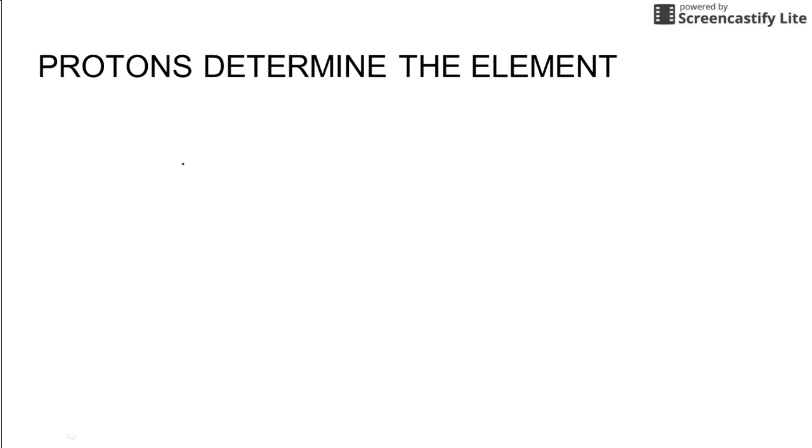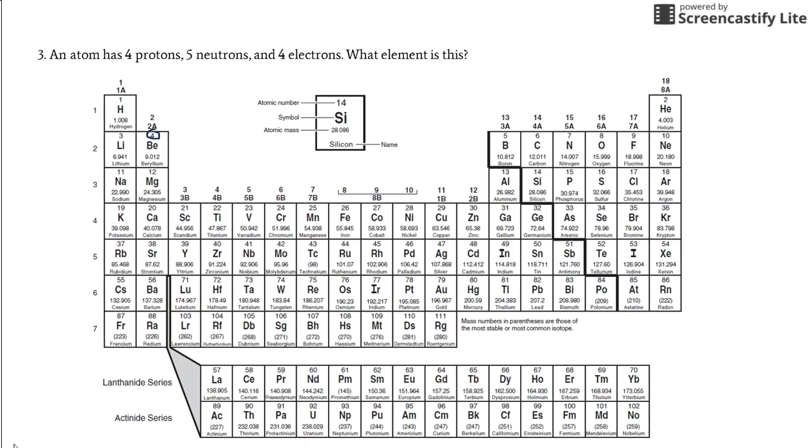Basically, what we're coming down to is that protons determine the element. I think there's one more question. Here we go, number 3. An atom that has 4 protons, 5 neutrons, 4 electrons. I don't even care about the neutrons and electrons. It's just 4 protons. It's going to tell me again this element is beryllium.